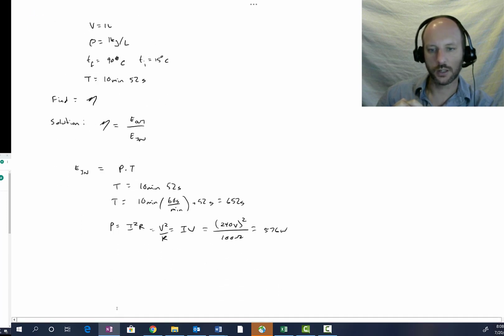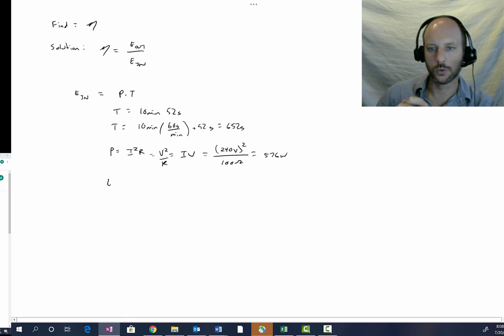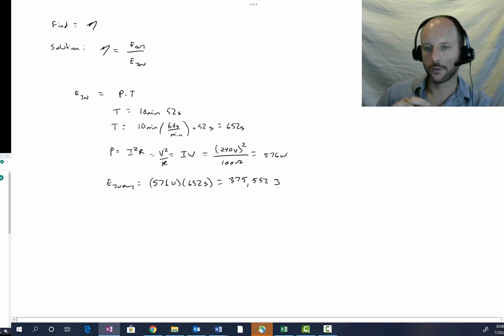So now we can calculate energy just by multiplying those two together, the 652 seconds, which was how long the circuit was on, times the rate of energy consumption, 576 watts. So 576 times 652 is going to give us our input energy, and since it's watts times seconds, that's units of joules. So we get 375,552 joules as the energy input into the tea kettle in the form of electricity.